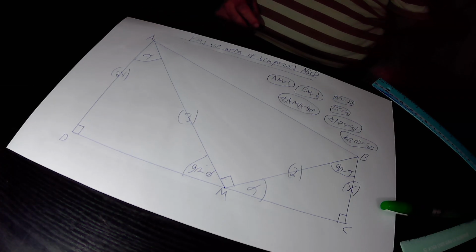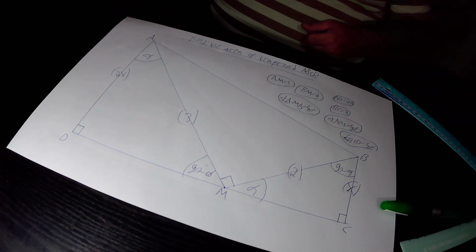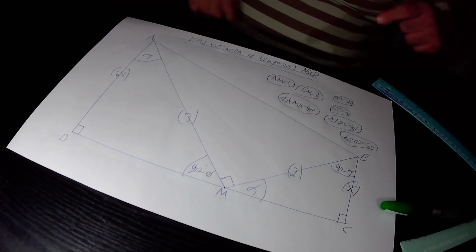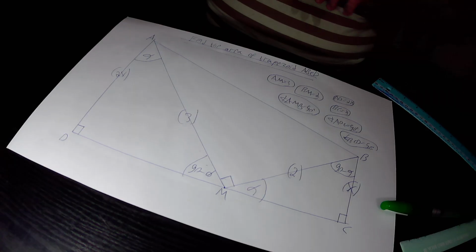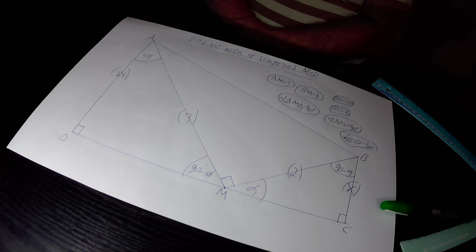It is very easy to say from the drawing that those two right triangles, the big triangle ADM and this small right triangle BMC, are actually similar to each other according to the angle similarity rule.